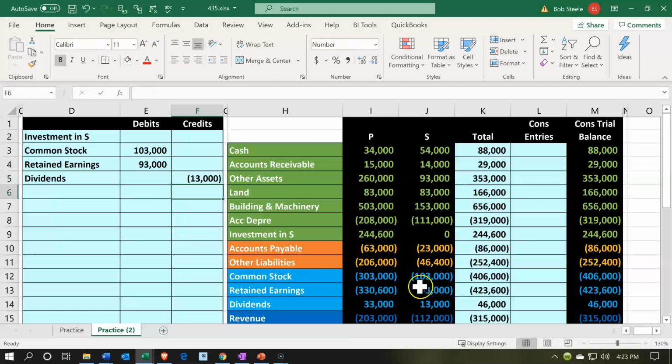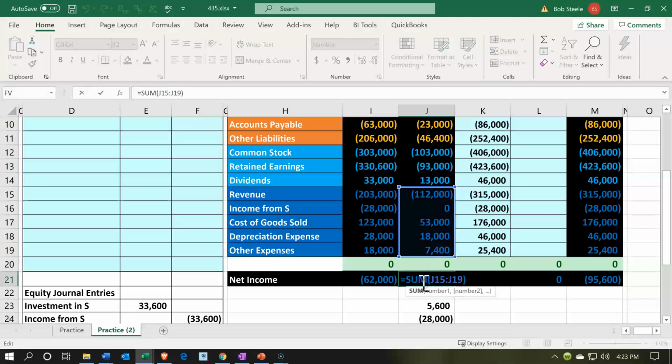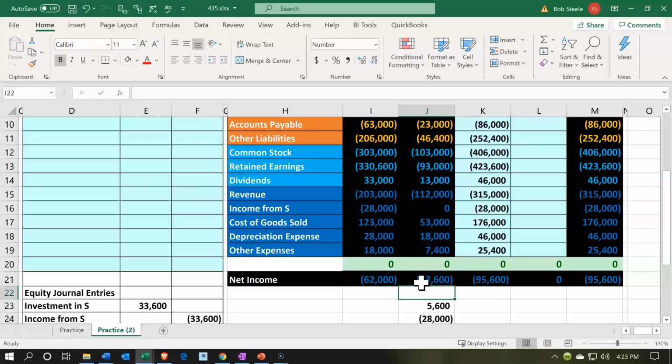Now we're also going to be removing basically the income here. Now the income was for the $33,600, right? That's the entire amount. But we're not going to remove the $33,600. We're going to remove the one line item on P's books that would typically represent it, that being the $28,000. However, again, I'm going to represent the full $33,600 here, and then we'll show this difference, this $5,600 difference, in another journal entry.